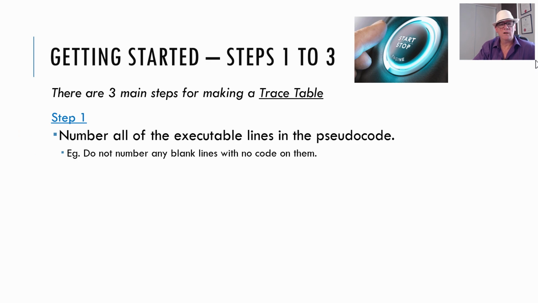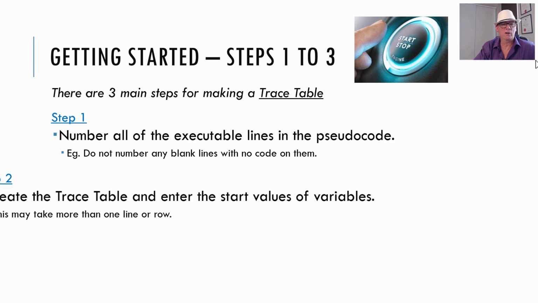So step one, you number all of the executable lines of the pseudocode, so the ones that actually affect your variables and do things. If there are any blank lines, don't number them if they haven't got code on them.